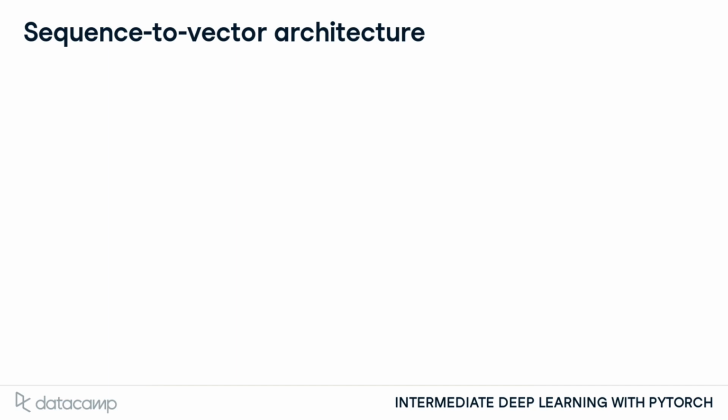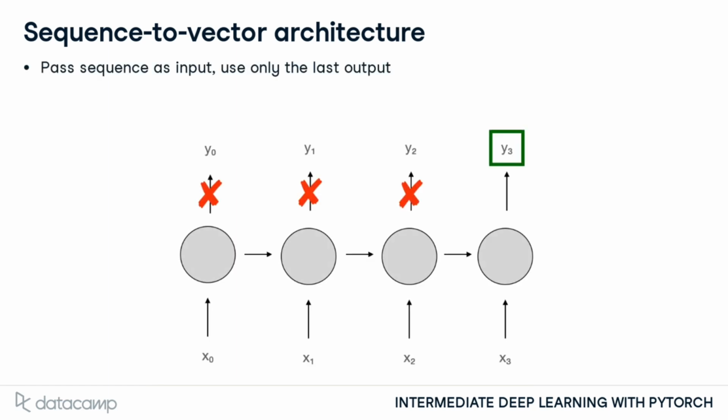In a sequence-to-vector architecture, we pass a sequence as input but ignore all the outputs but the last one. In other words, we let the model process the entire input sequence before it produces the output. We can use this architecture to classify text as one of multiple topics. It's a good idea to let the model read the whole text before it decides what it's about. We will also use the sequence-to-vector architecture for electricity consumption prediction.